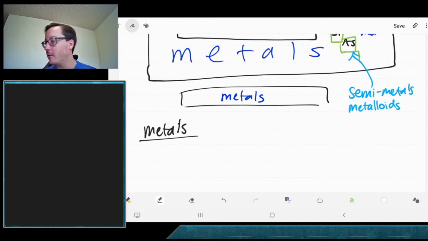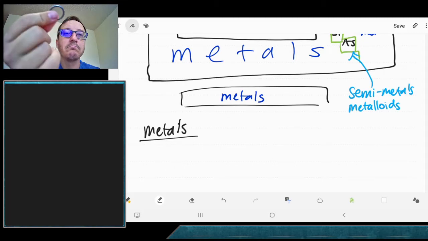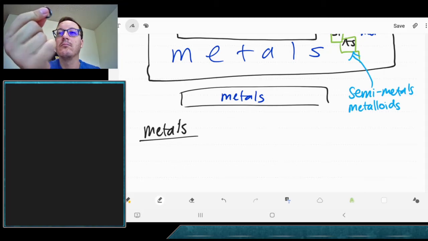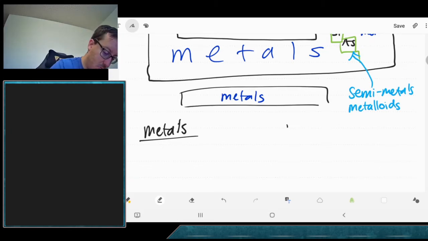How do I know that this thing is metal? I mean, we can identify it as that, right? We know it's got metallic properties. What are some of those?